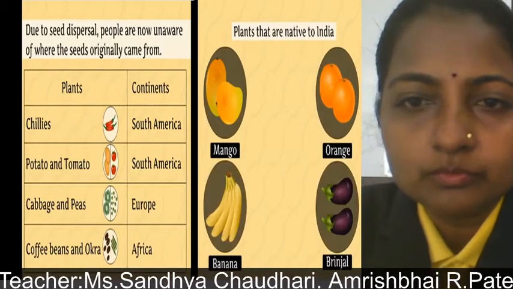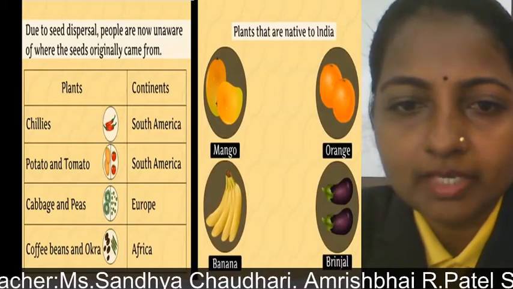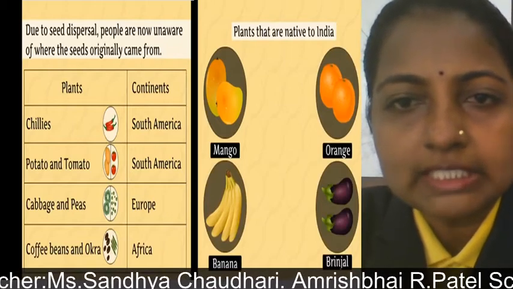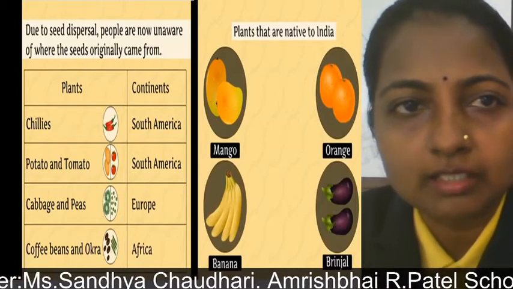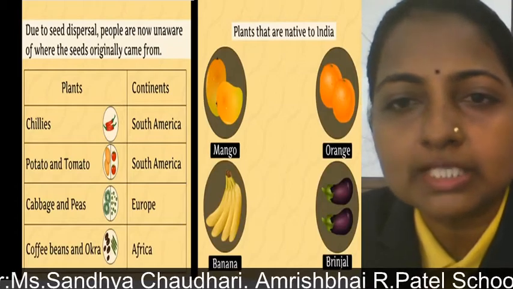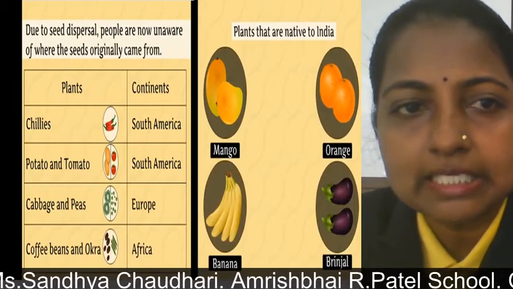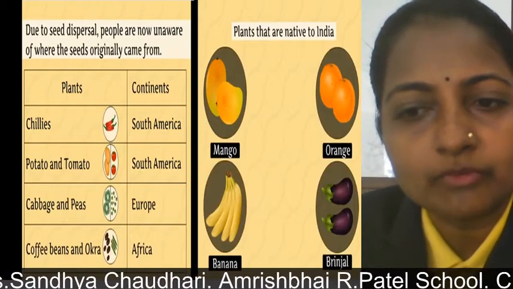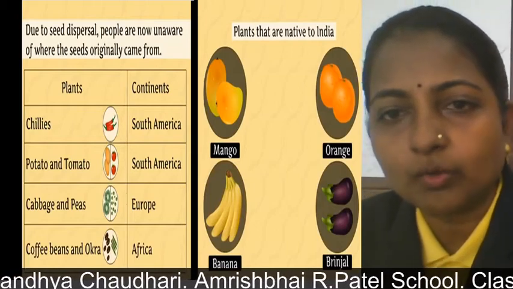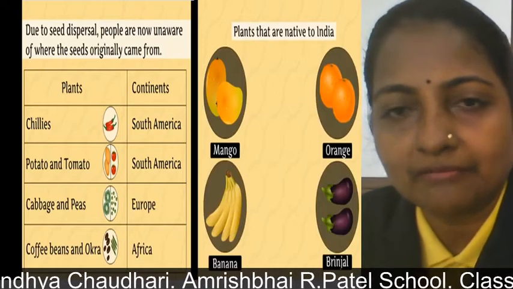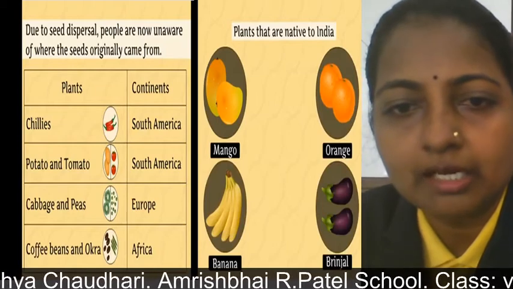After watching this video, we came to know about seed dispersal by wind, water, explosion and animals. We have seen different examples also. After that, we saw that due to seed dispersal, people are now unaware of where the seeds originally came from. Here we will see some plants and continents. Chilies came from South America, potato and tomato came from South America, cabbage and peas came from Europe, then coffee beans and okra, meaning ladyfinger, came from Africa. And plants that are native to India are mango, orange, banana and brinjal.